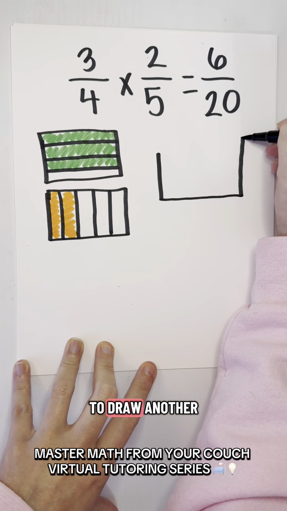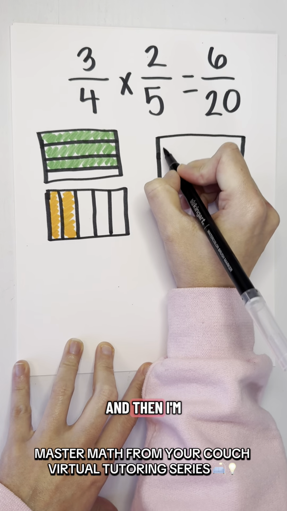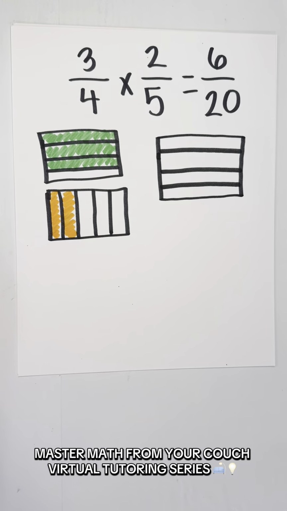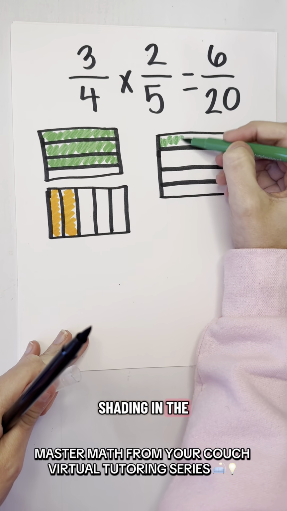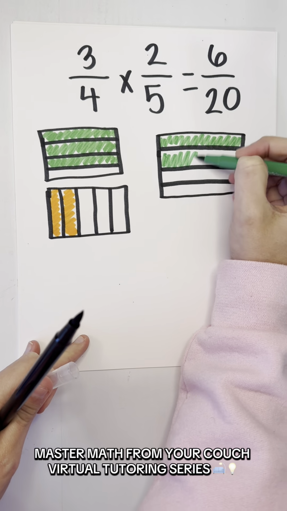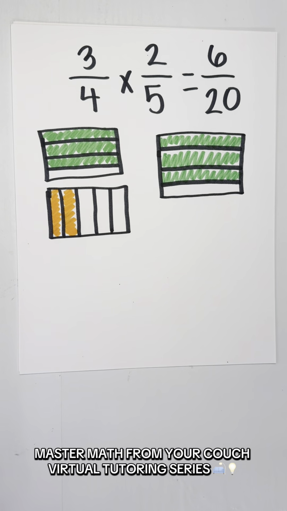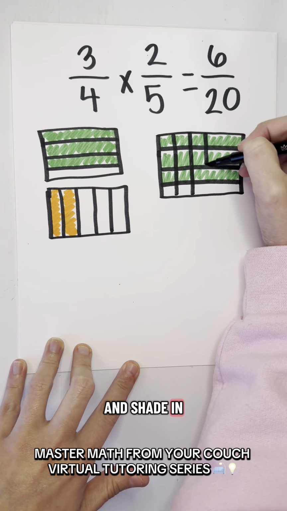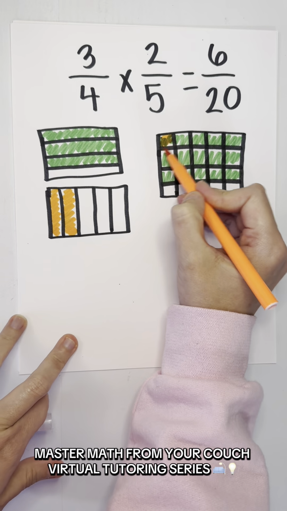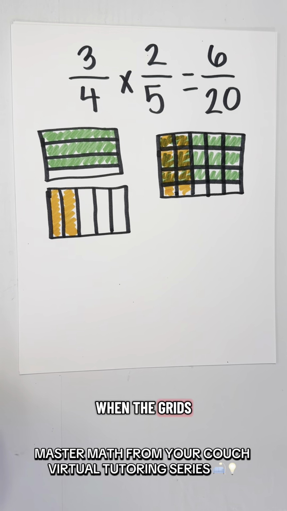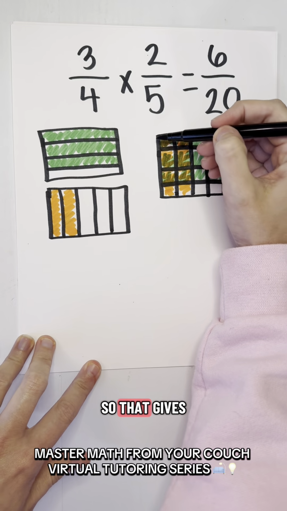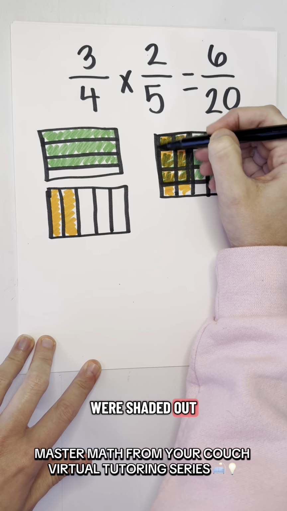So I'm going to draw another model and split it into fourths, and then I'm going to split it into fifths on top of the fourths. Here I am shading in the 3 parts from the original model. When the grids are combined, the whole is now split into 20 equal parts, and 6 of those are overlapping, which gives us our numerator. So that gives us 6 parts were shaded out of 20.